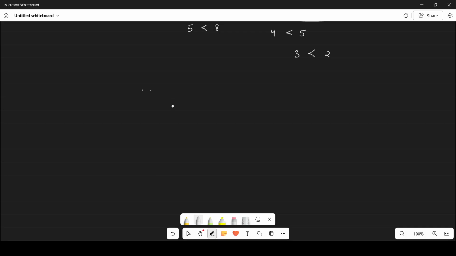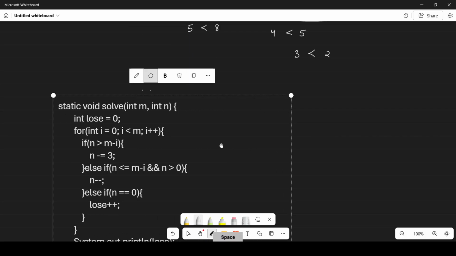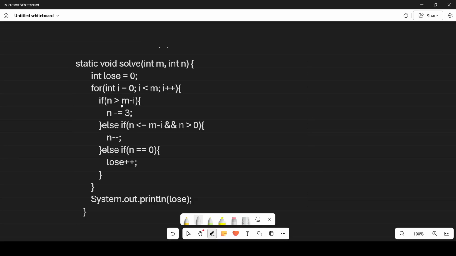Now let's discuss the code. Here is my Java code. Here this signifies the remaining positions, and this signifies the remaining score, the remaining points that you have to score.